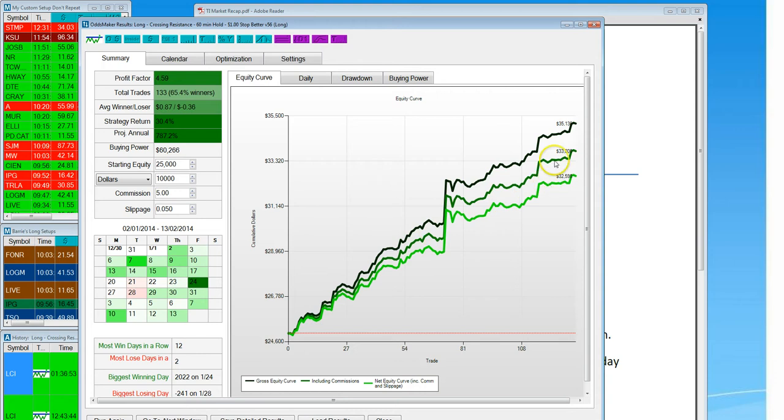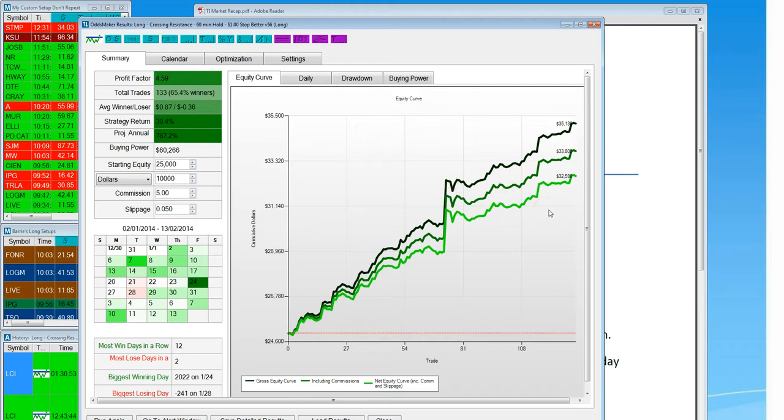We don't know. Right now we've got a nice looking curve. Except for this little jog here, this little spike, it's basically at a 45-degree angle, which is what we like to see. But if I saw this starting to come down like this, then I would say, okay, this is starting to not work as well. It's a long strategy. Maybe the market is trending downwards.